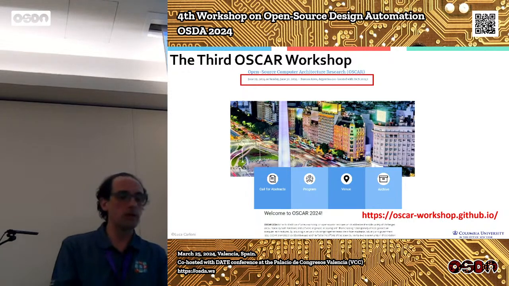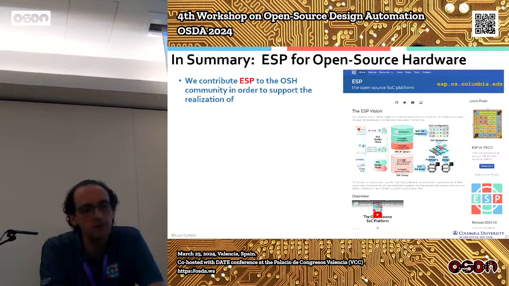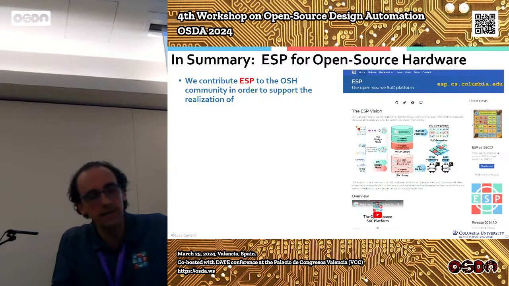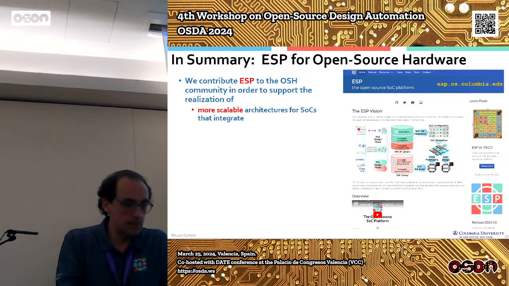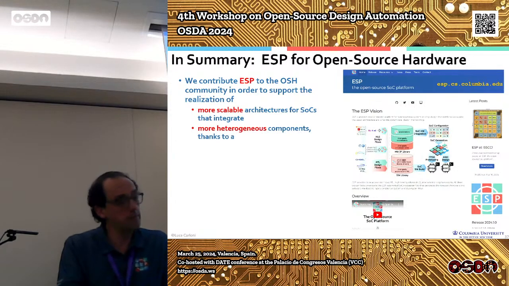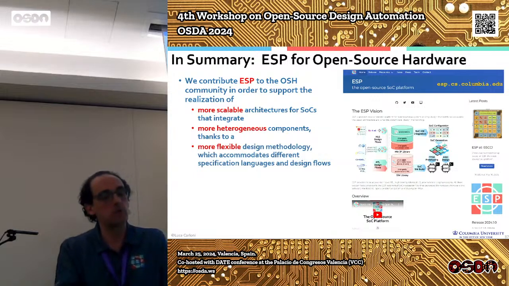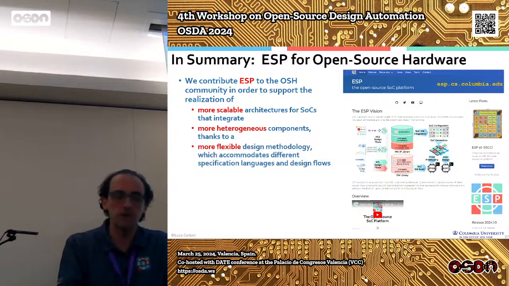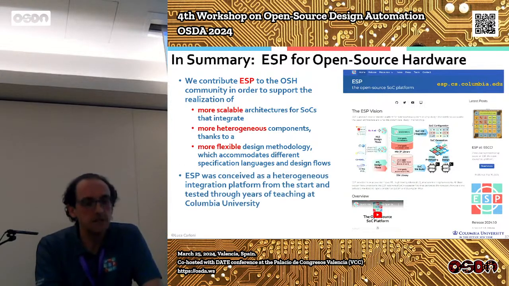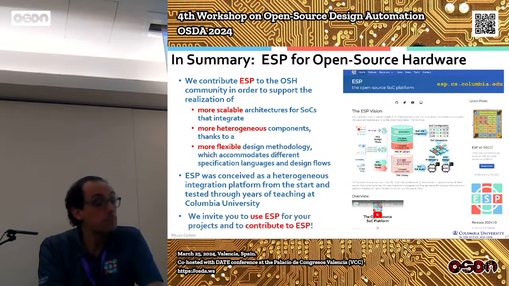So, in conclusion, we contribute ESP to the open source hardware community in order to support the realization of more scalable architectures for system on chip that integrate more heterogeneous components thanks to a more flexible design methodology which accommodates different specification languages and different design flows. ESP was conceived as a heterogeneous integration platform from the start and tested through years of teaching at Columbia University. We invite you to use ESP for your projects and to contribute to ESP. Thank you very much for your attention.